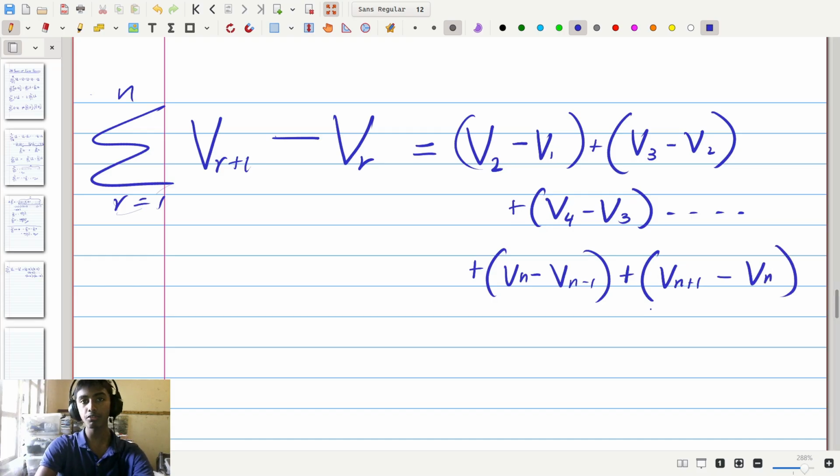If we consider this overall sum, we can see the very first term contains a v of 2. The term after it contains a negative v of 2.